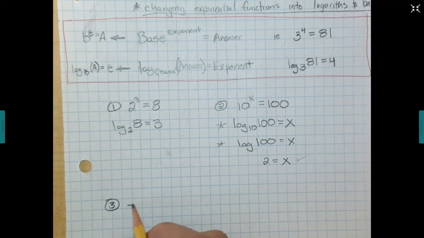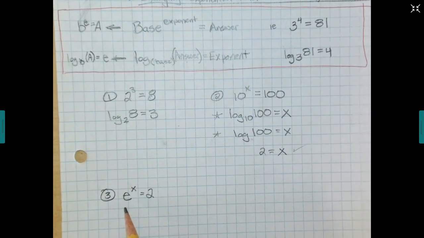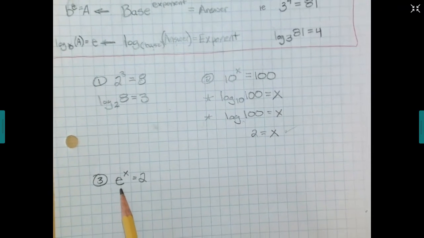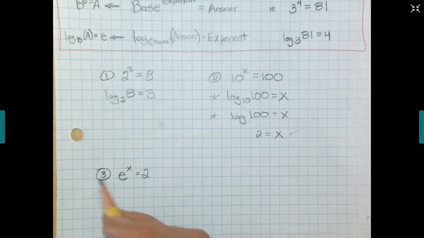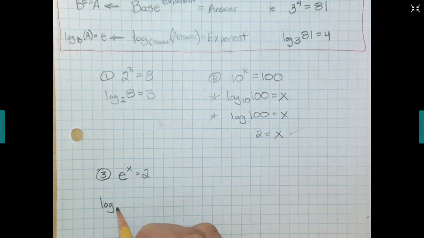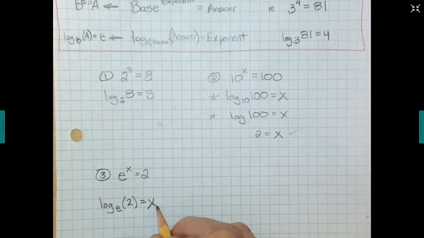E to the x equals 2. That's a number we learned about last lesson, 5.1. So let's change this into a logarithmic function. If we look up here, we have log base, so our base is e. So log e, and then our answer is 2, and our exponent is x.